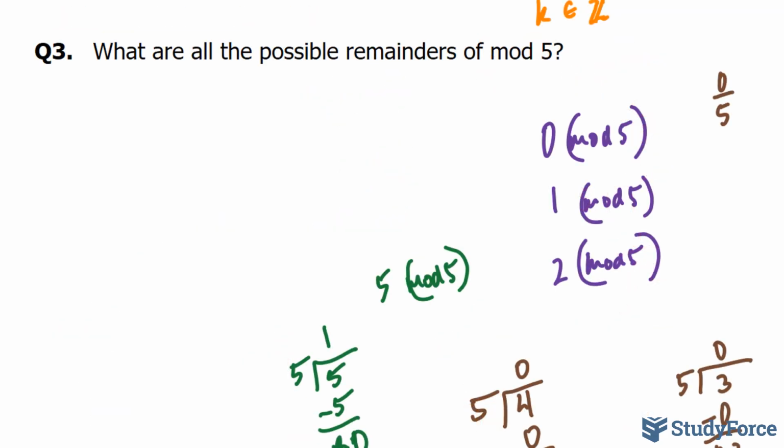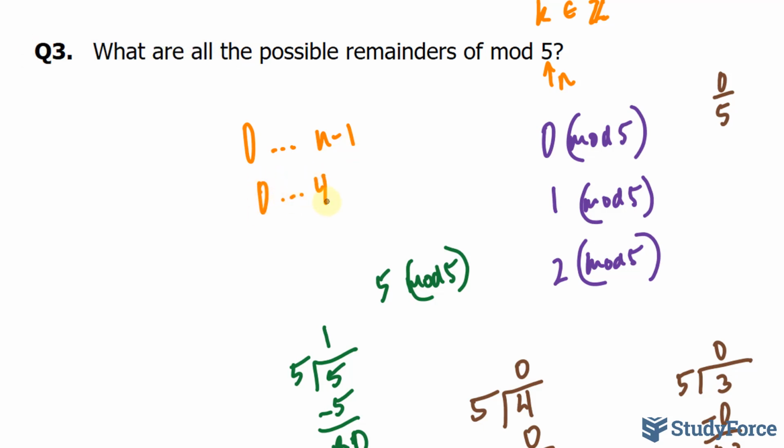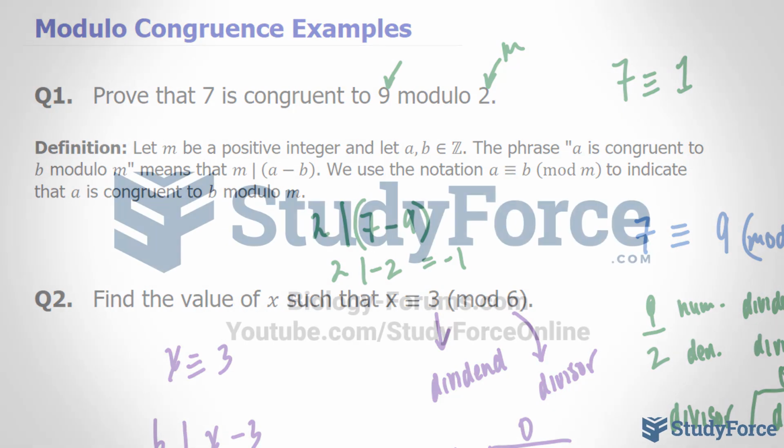To generalize this, if we set this number as n, then all possible remainders of mod 5 are between 0 and n take away 1. In our case, 0 to 4. If that were mod 10, then n would be 10, and the remainders would be from 0 to 9, and you get the idea.